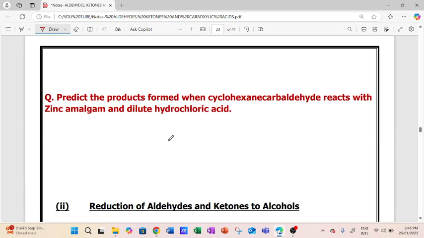One more example, cyclohexane carbaldehyde. Cyclohexane is this, carbaldehyde is CHO. When you add zinc amalgam and HCl, that changes into CH2 first and then this H becomes CH3. We get methylcyclohexane.